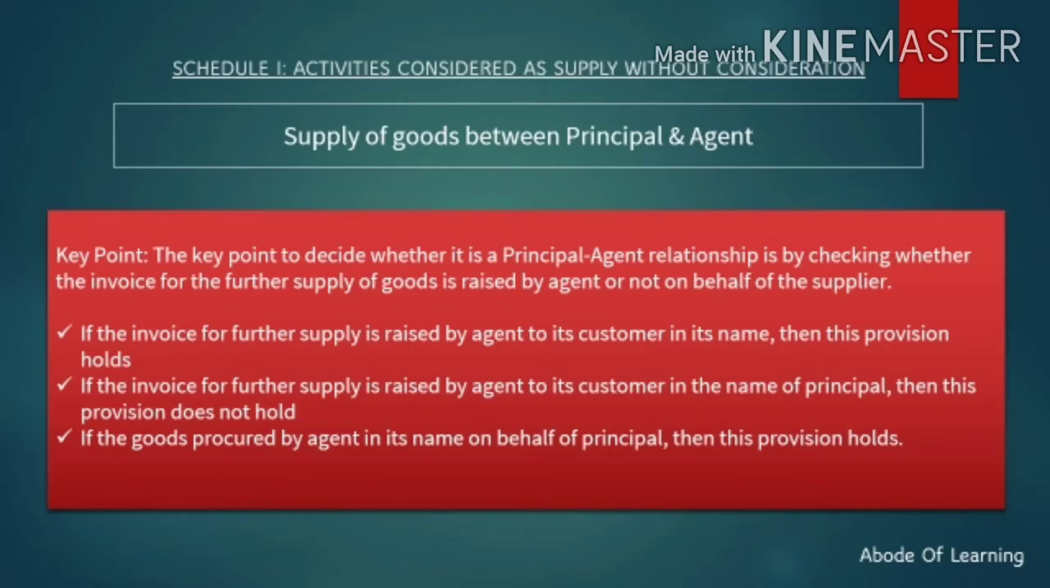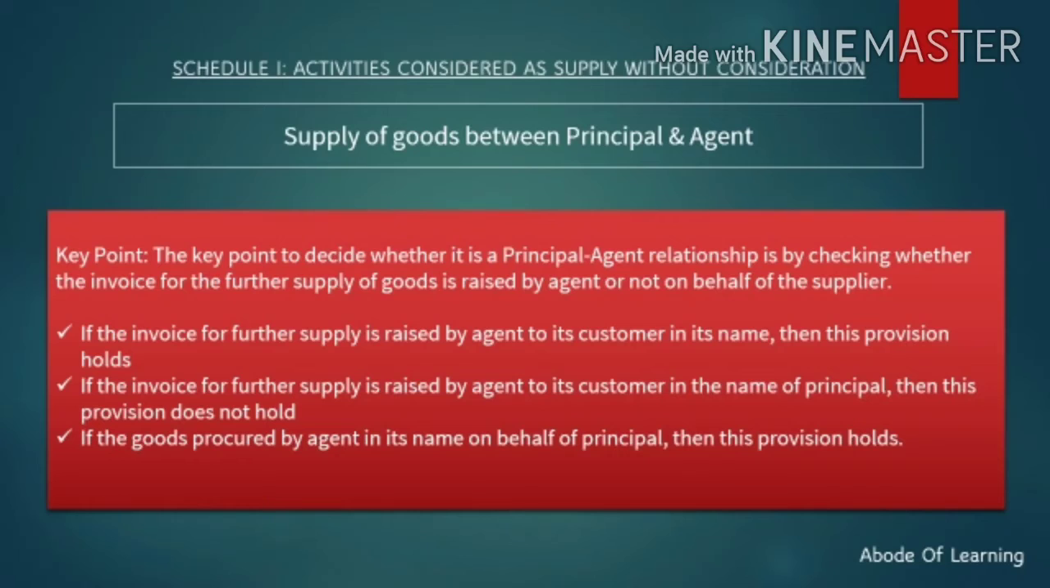It will be considered as a supply. If the invoice of the further supply is raised by the agent in the name of the principal, then this provision does not hold. If the goods are procured by the agent, meaning he is procuring them in his own name on behalf of the principal, then this provision holds.